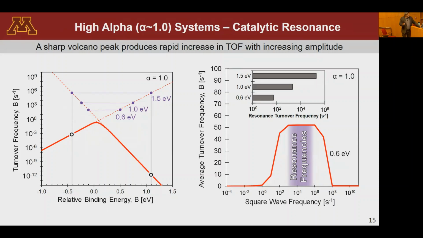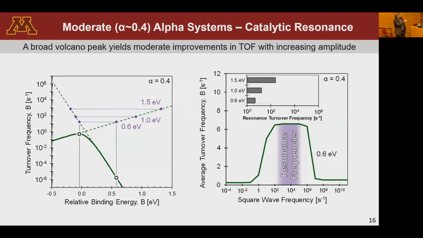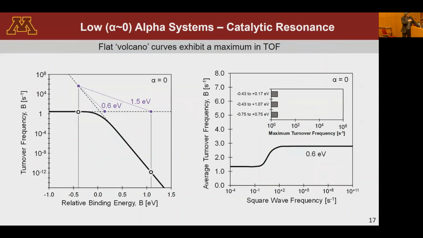If I go now from an alpha of 1 down to an alpha of 0.4, you can see that this broadens, and my return on amplitude goes down, to the point where if I go one step further from an alpha of 0.4, you can see now that this is completely flat. And no matter what I do, I can't exceed this turnover frequency limited by the reaction. So you need some ability to manipulate the reaction chemistry and manipulate the desorption energy, which makes conceptual sense. You need some ability to make every single step faster or slower.